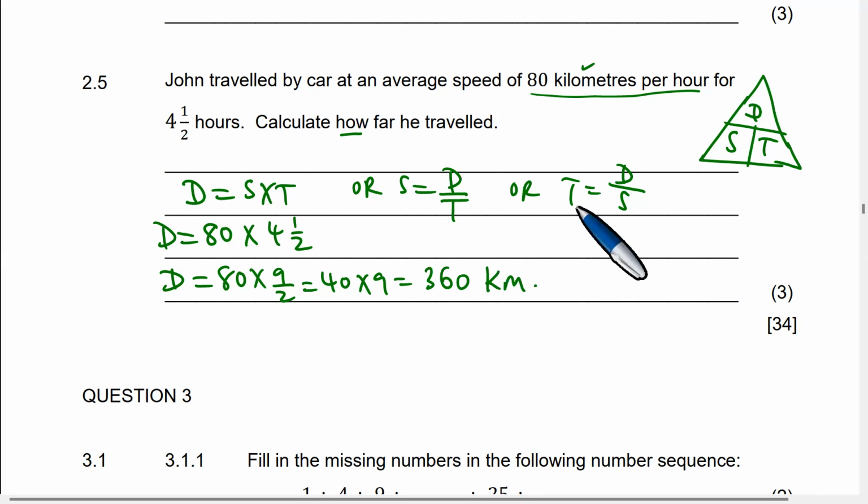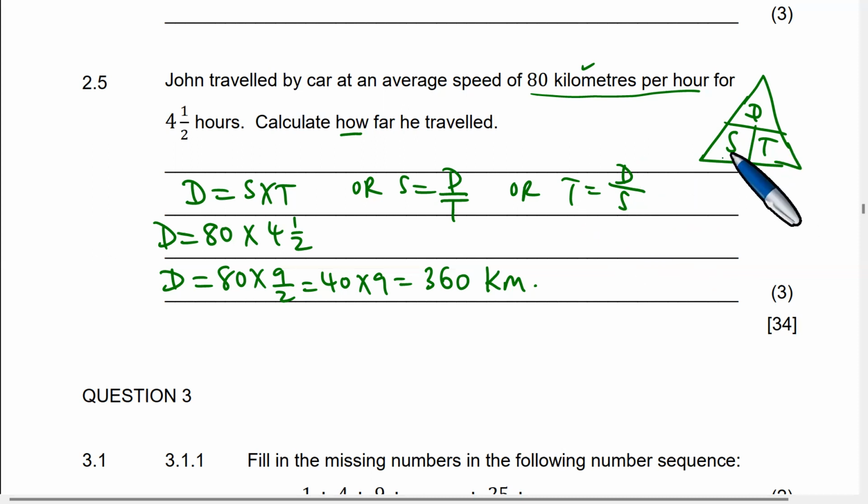What is the formula for calculating time? Time by distance and speed. Please come again. Time is distance over speed. So can you use this formula to calculate the time for me? Time equals distance over speed.